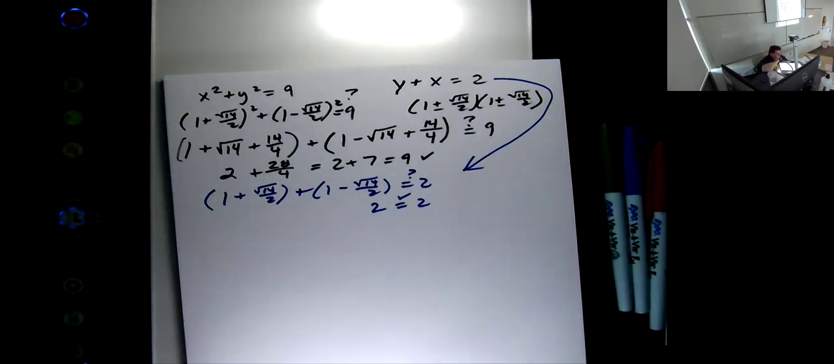So it's kind of similar to what we were doing with the systems of equations, but they're not both lines anymore, or straight lines. Any questions?